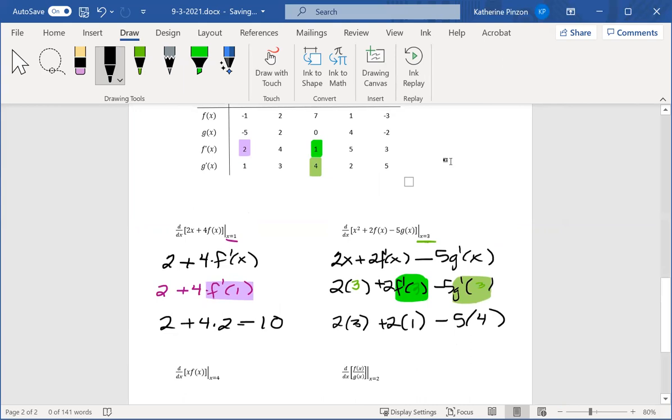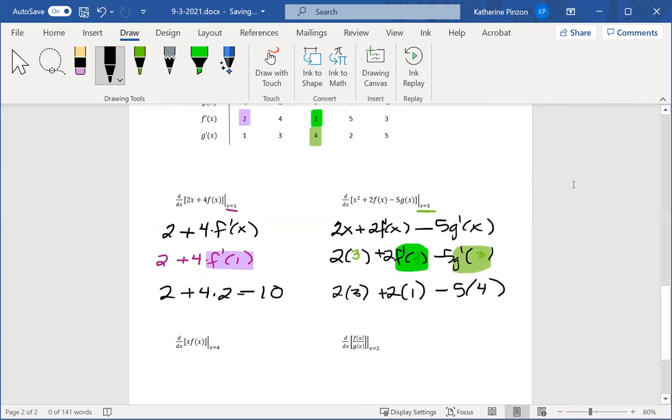So some numbers I had to look for in the table. Other numbers just came from x, and other numbers were already part of the formula. Okay, so 6 plus 2 minus 20 is negative 12.